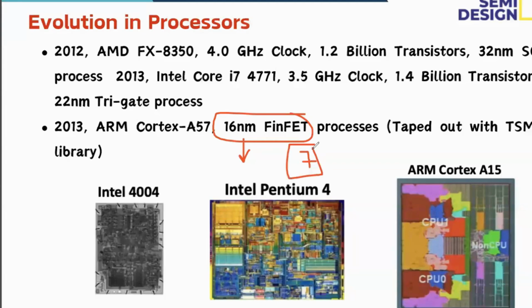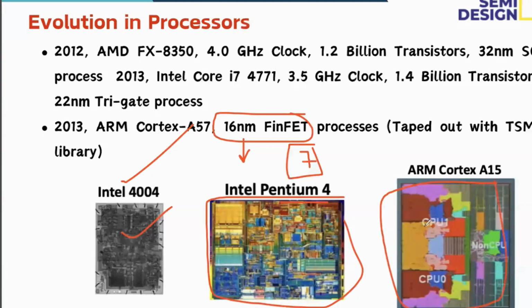Okay, so this is the Intel 4004 and Pentium processor. See how much difference there is. The number of blocks is also more, right? And coming to ARM Cortex, individual processors are there: one CPU, two CPU with n number of cores, and non-CPU circuits. That means some other logic circuits and other IPs. So this is the difference we are seeing.